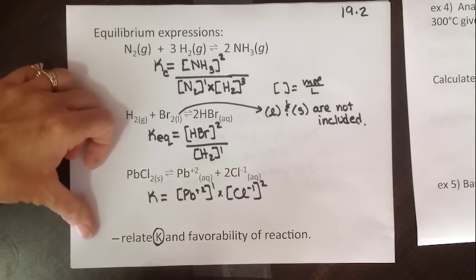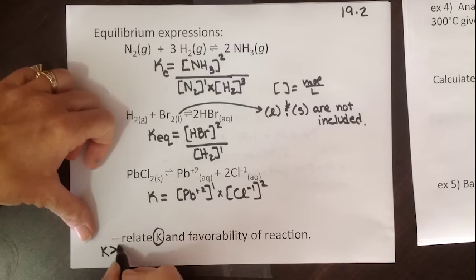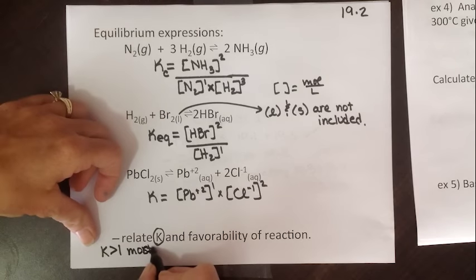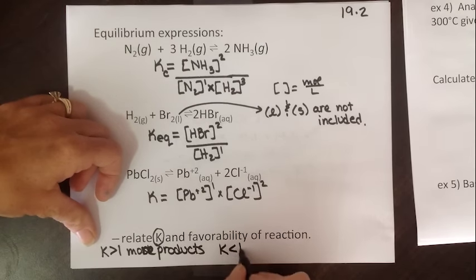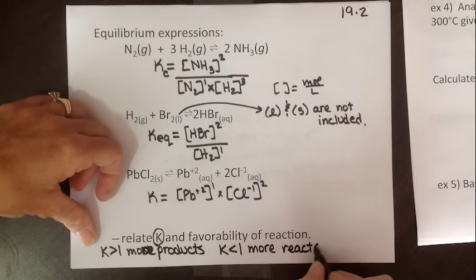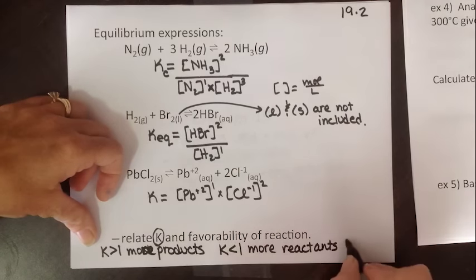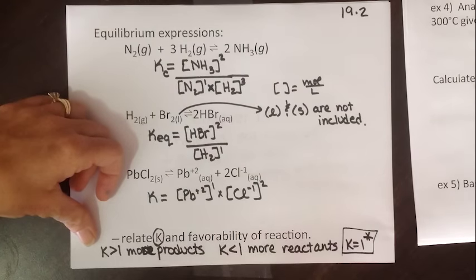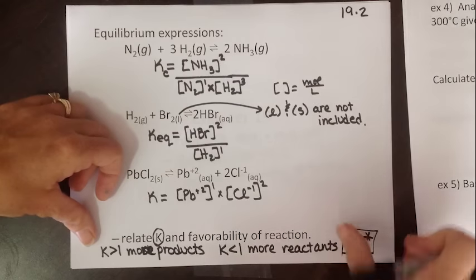So what does K mean? If K is greater than 1, you will have more products at equilibrium. If K is less than 1, you'll have more reactants at equilibrium. If K equals 1, for this book, we're going to say products equal reactants. This is really rare. So K greater than 1 and K less than 1 are the normal cases.